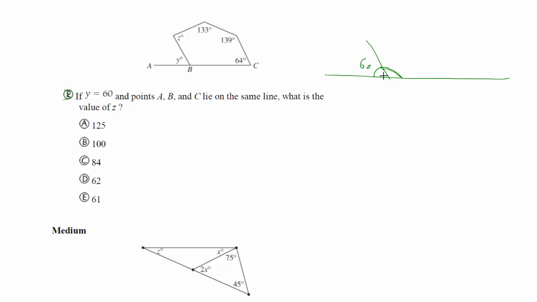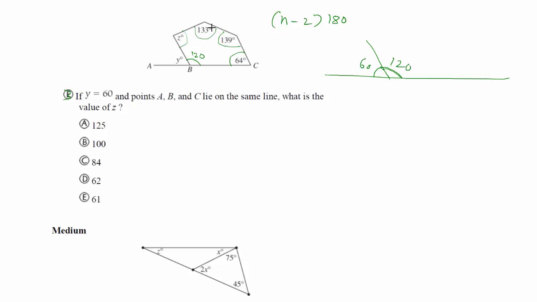The sum has to be 180, so it will be 120. 120 plus 60 will be 180. So we got this polygon having this angle as 120. Now, this is a polygon, right? And the sum of the angles of the polygon is given by n minus 2 times 180. So what will be the sum of the interior angles? It depends on the number of sides. So let us calculate the number of sides.